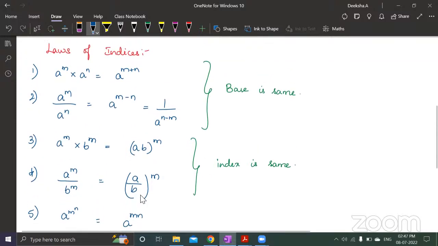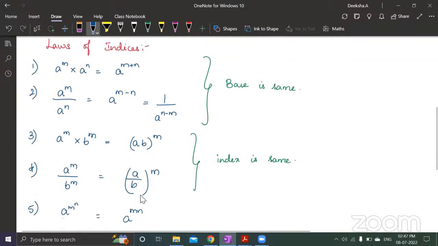Hope you have copied all this. If not, you can take a screenshot now. I'm showing all the 5 rules in one screen. Now, these are laws of indices, means if you have numbers involving powers, then these are the rules that you will use to simplify them. We'll solve few questions based on this for you to understand.